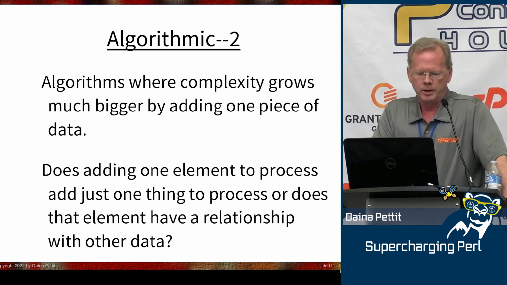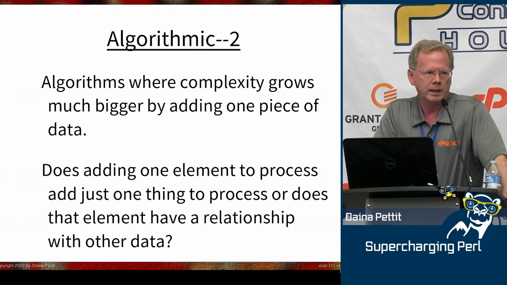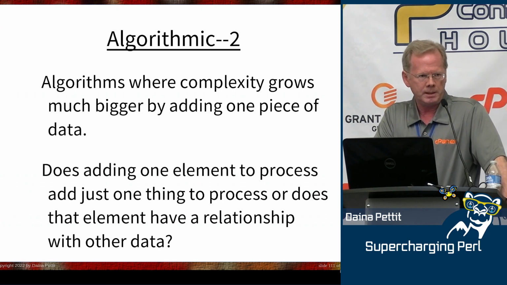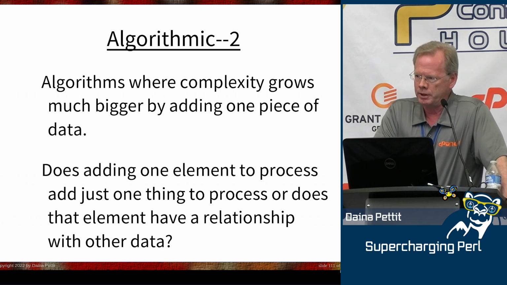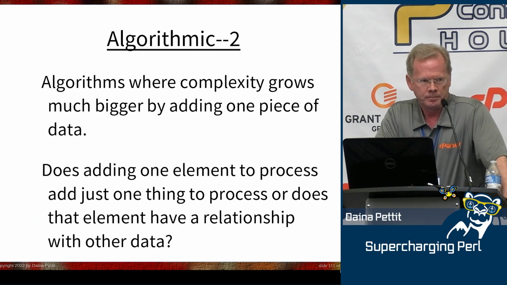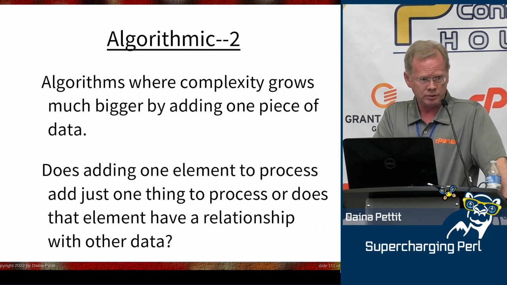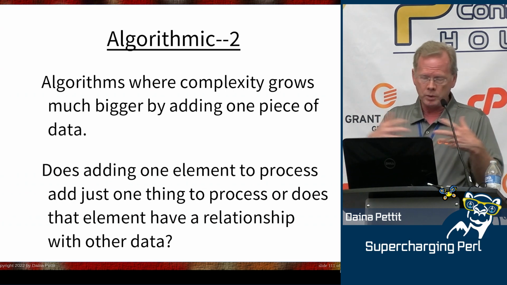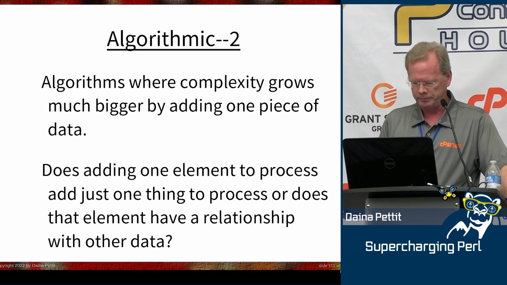So the complexity grows. The real problem we have is when complexity grows, when the next piece of data added makes the problem much bigger. And usually the problem is that that particular new element has a relationship to the other data in the set. It has a relationship because it needs to somehow be connected with the other ones. It needs to be in a certain order, something along these lines.